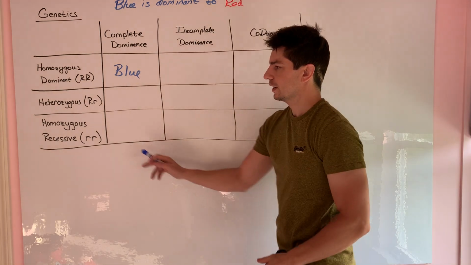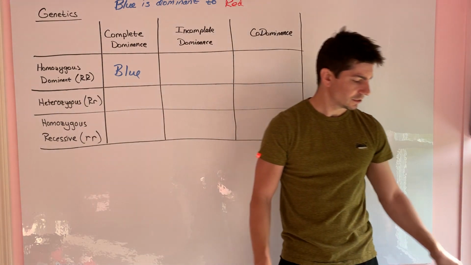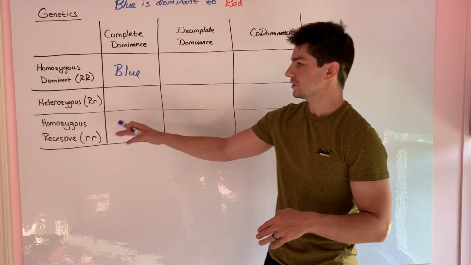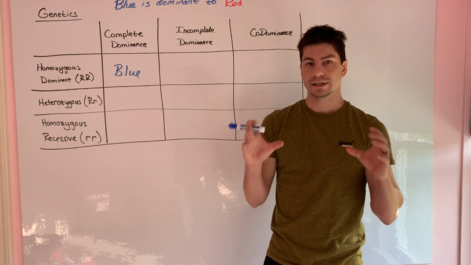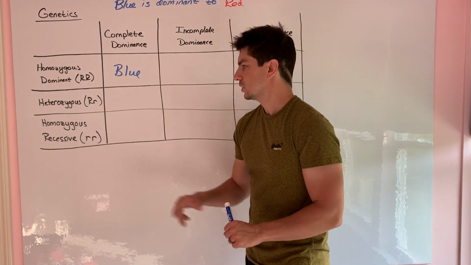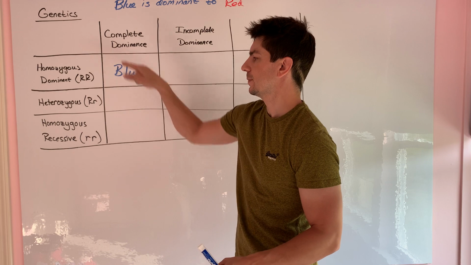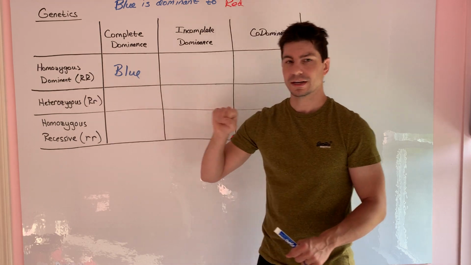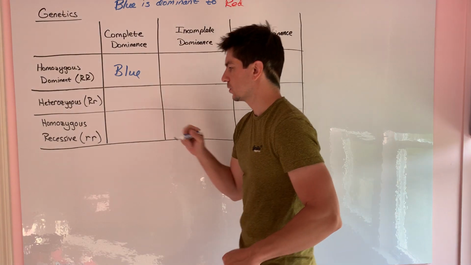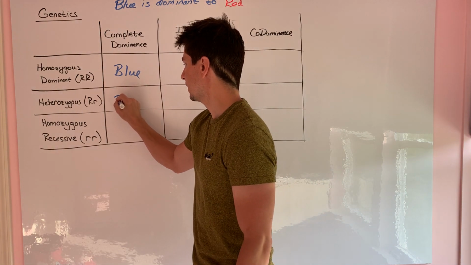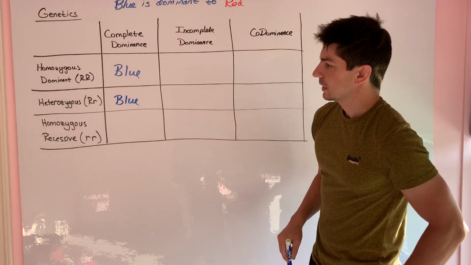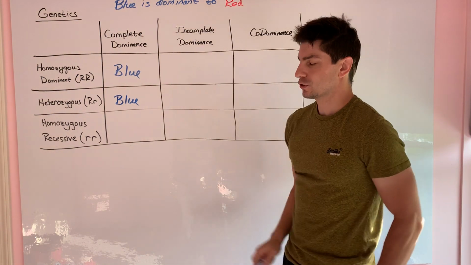If we are heterozygous, the prefix hetero means different. If you are heterozygous, that means your alleles are different, meaning you're going to have one dominant and one recessive. So in this one, for complete dominance, that dominant allele masks the recessive allele. So this color is actually still going to be blue. Nothing changed there. Again, blue is dominant to red.